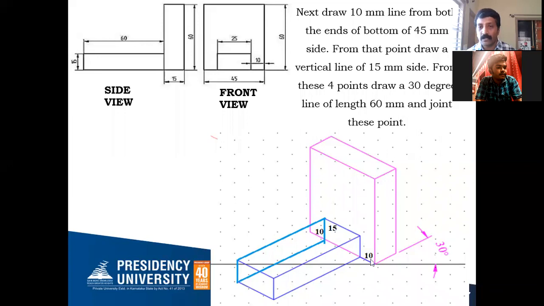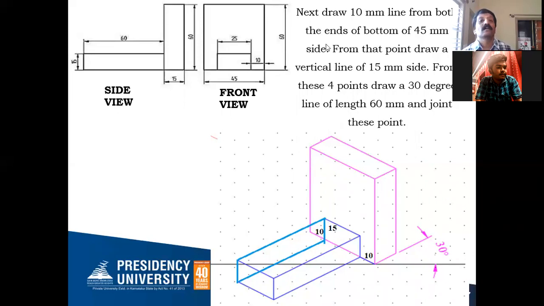Once again I'll repeat it. You take 10 millimeter from this point, and from this end point also 10 millimeter. Mark that point. Now you take this height 15 millimeter. Take this isometric 15 millimeter vertical projector line and take this height isometric 15 millimeter from this point. Now after getting these two end points, you join it. So this rectangle is the attached combination of solid to this solid.